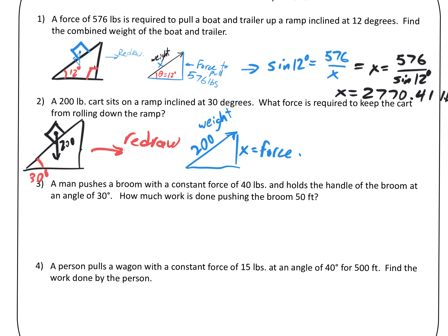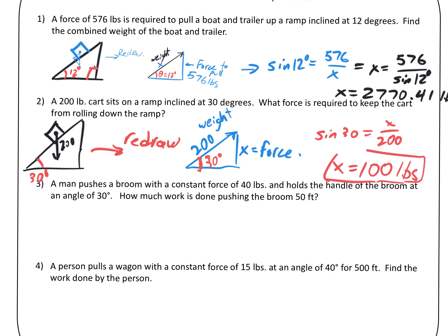Let's set it up and solve it. Remember, this angle right here is, again, that same 30 degrees. These two triangles are similar. They're different sizes, but the same shape. So we have sine 30 equals x over 200. If you solve this, you should get x equals 100 pounds.